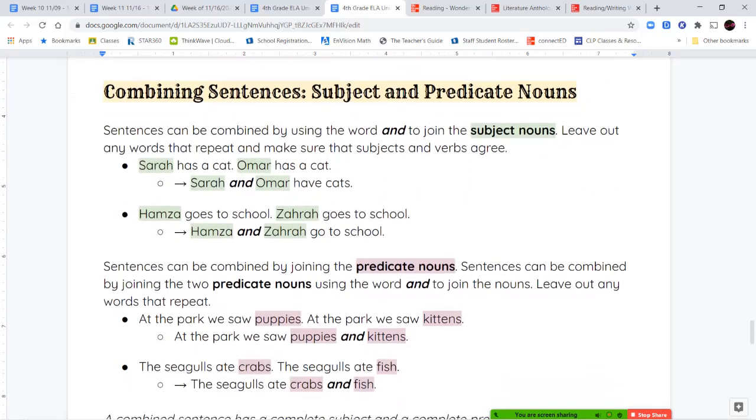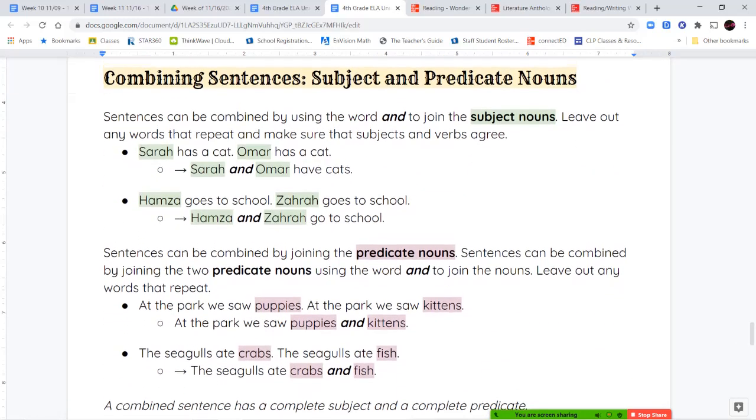Now, we're also going to talk about combining sentences. Now, we're either combining the subjects or the predicate nouns. So the subject nouns or the predicate nouns. Now, when we have different subject nouns, we're going to combine those subject nouns and keep the same ending for the sentence. When we're combining the predicate nouns, we're keeping all the information that's in the beginning and we're combining the nouns that are in the predicate. So if I say Sara has a cat, Omar has a cat, I can say Sara and Omar have cats.